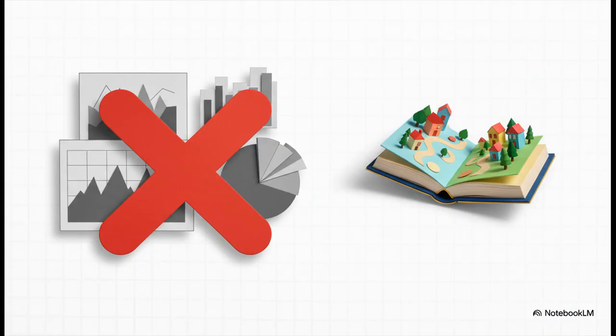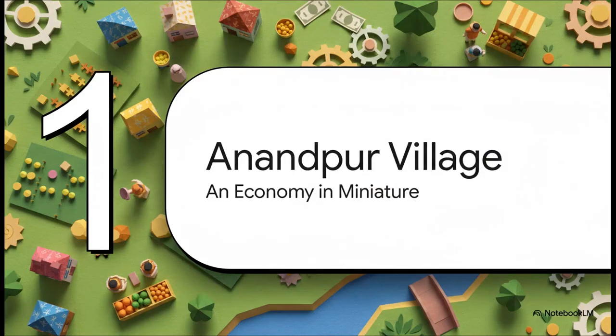So to really get a handle on this, we're going to skip the confusing charts and spreadsheets for now. Instead, we're going to zoom way, way in. We're going to shrink the entire global economy down to something we can all understand, a story. So let me introduce you to a little village called Anandpur. Now, it's a fictional place, but this tiny village holds the key to understanding that huge, complex question. If you can understand how Anandpur's economy works, you'll get exactly how a whole country's economy is measured.